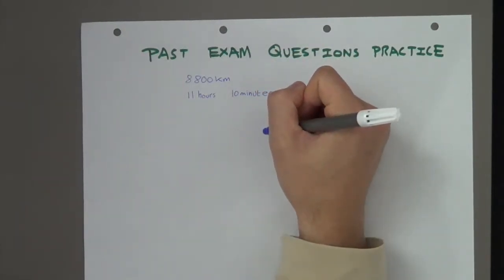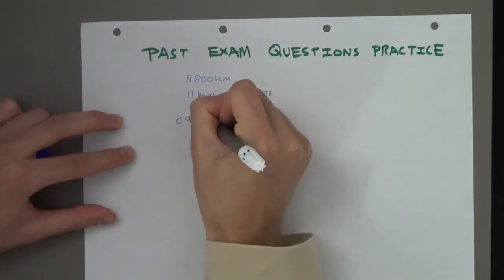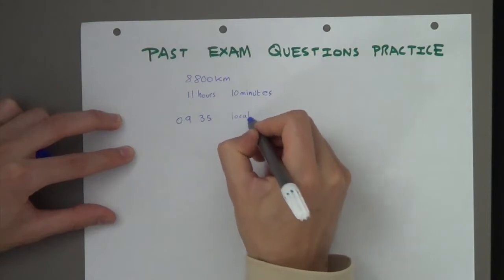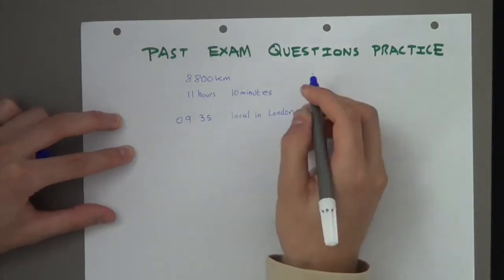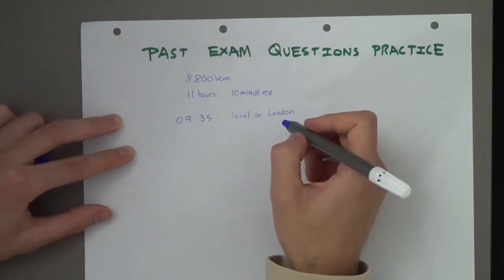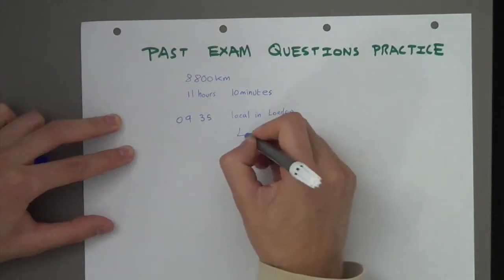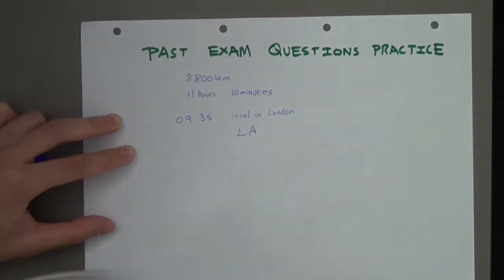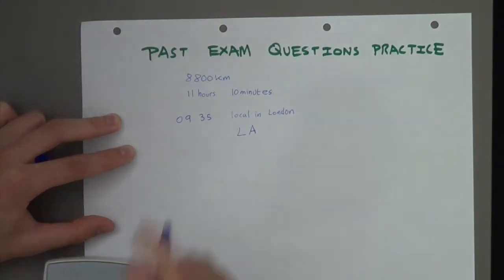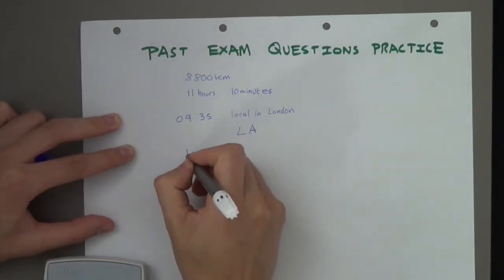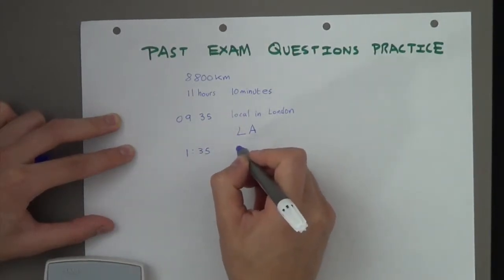His plane leaves London at 9:35, so 9:35 local time in London. The local time in Los Angeles is 8 hours behind the time in London. So in LA, okay, what do we need to do? We need to do 9:35 minus 8. Okay, so this means it's going to be 1:35 a.m.